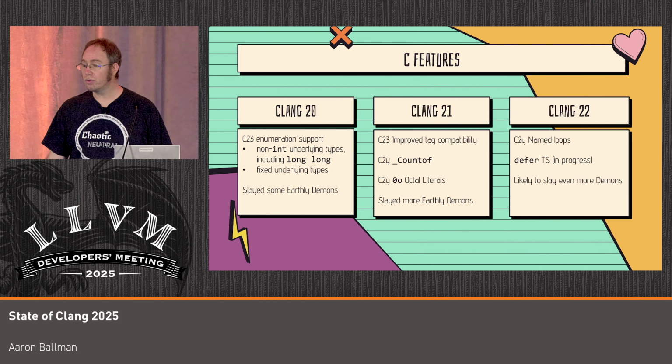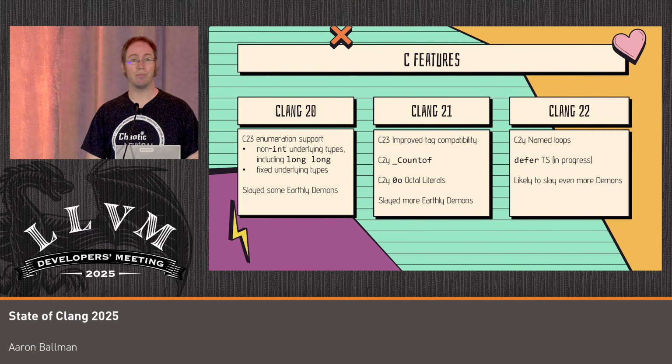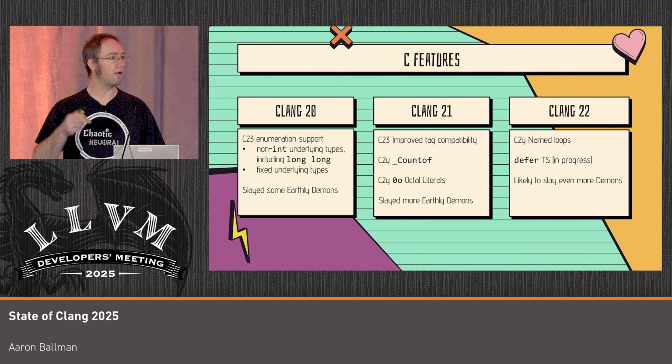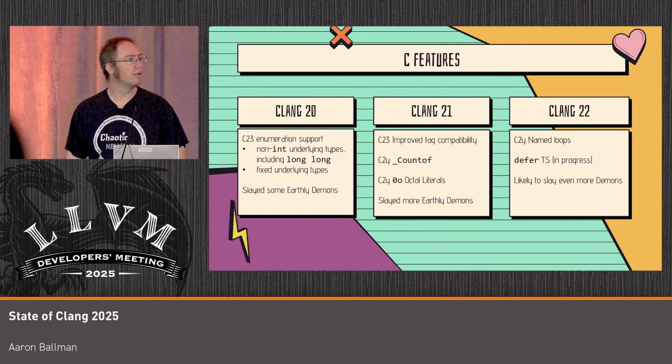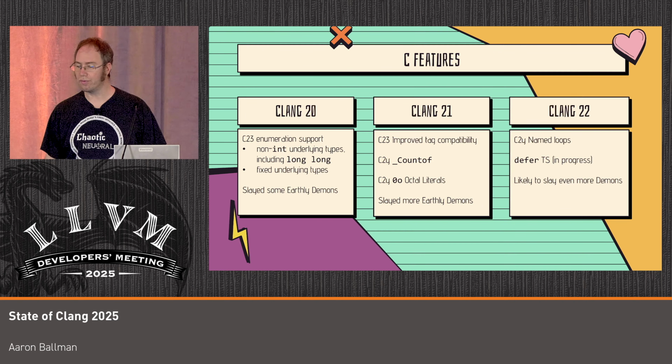And in Clang 22, we've been continuing on. We worked on named loops, which allows you to break from multiple nested loops. You can break to a label or you can continue to a label to make it easier to determine what the control flow is.